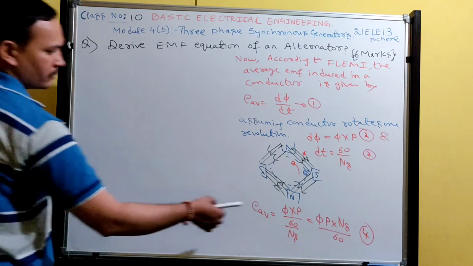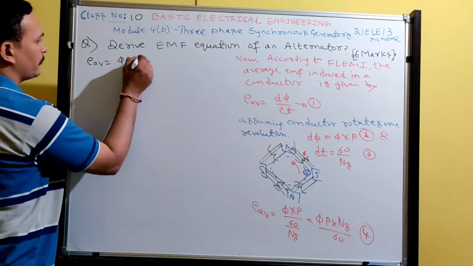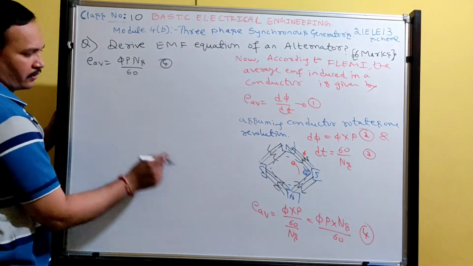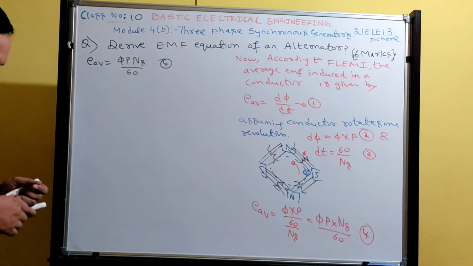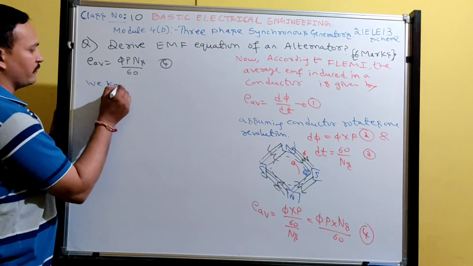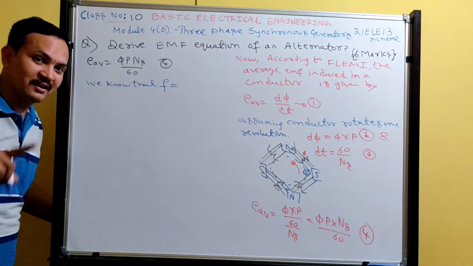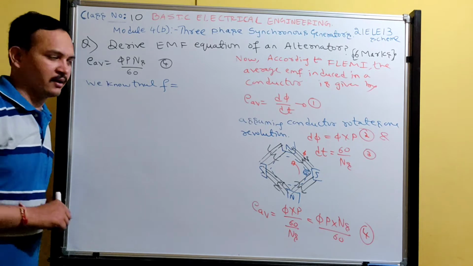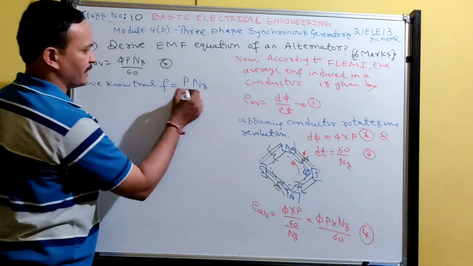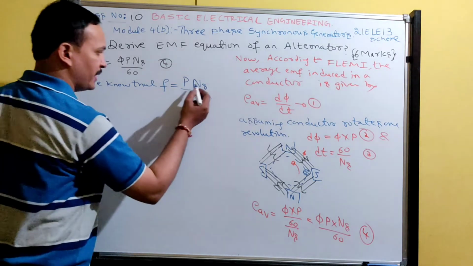Okay guys, now you write the same step here: E_av is equal to Φ P Ns by 60, taking equation number 4. You need not write it again and again. We know that the frequency of induced EMF in an alternator, which I explained in the working principle of alternator, what is the formula we got? f is equal to, very good, P Ns by 120.